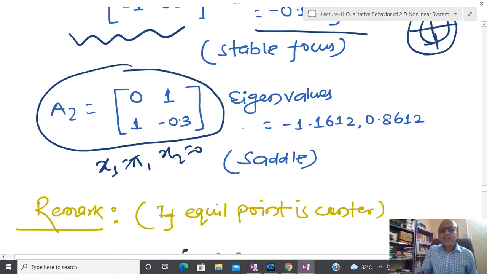If you calculate the eigenvalues, then I have two eigenvalues. One eigenvalue is negative, another one is positive. Rajesh, could you please tell me what is the behavior? Rajesh, are you here? Hello, sir. Suppose that I have a two-dimensional linear system and one eigenvalue is negative and another one is positive. Then what is the behavior of the equilibrium point or system? You can tell for the linear system.